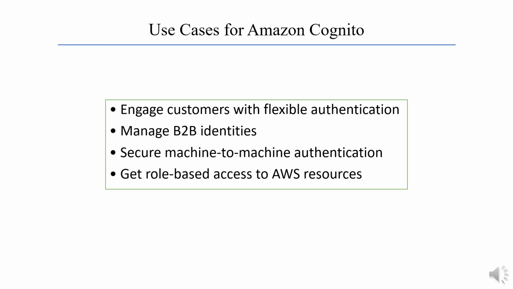Let us see some use cases for Amazon Cognito. Amazon Cognito supports the following use cases which cover a broad spectrum of customers' needs. Engage customers with flexible authentication, manage B2B identities, secure machine-to-machine authentication, and get role-based access to AWS resources. Let us explain each of these use cases briefly.